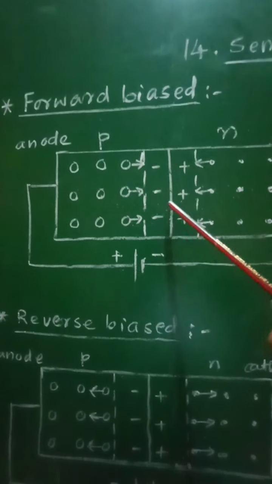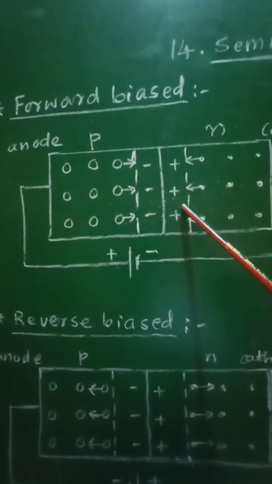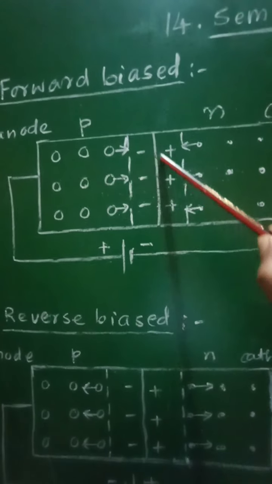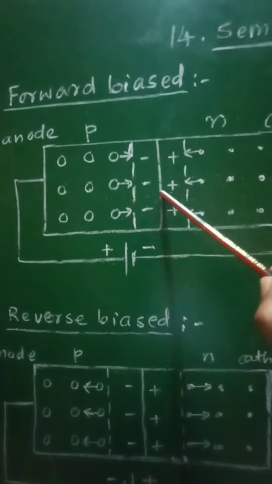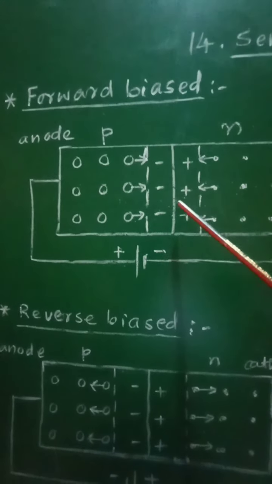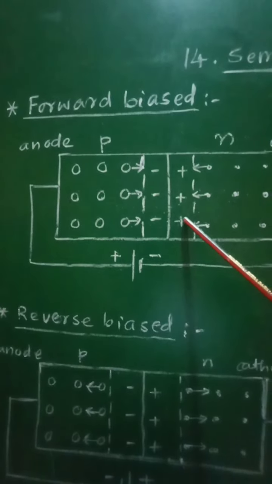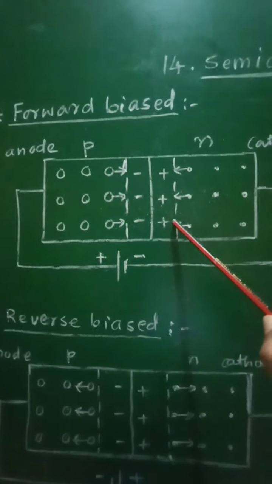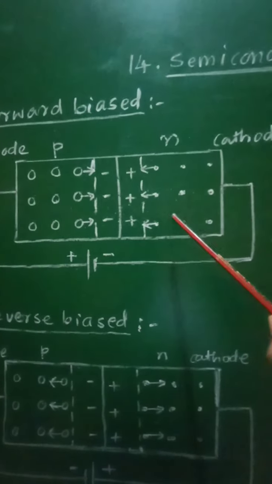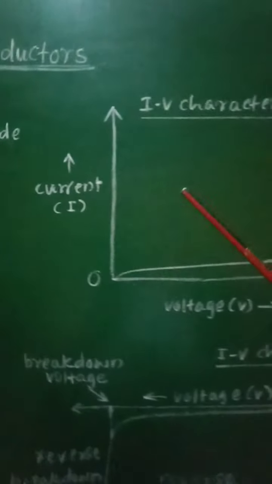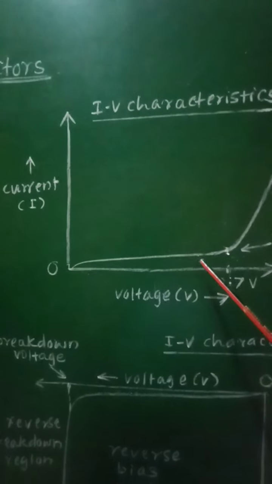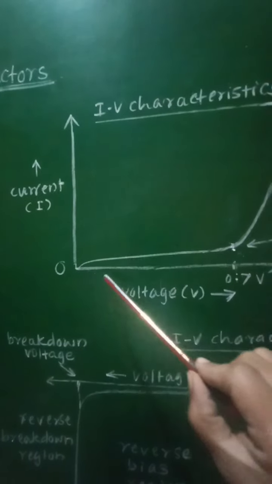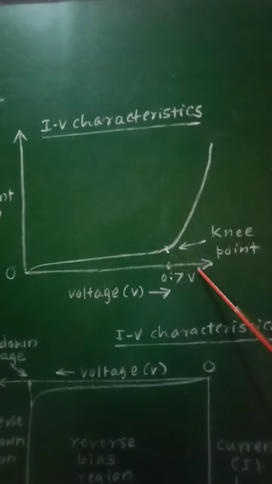So when this diode is connected in forward bias mode, the charge carriers will move in the forward direction across the junction and the current is set up. That's why this is called forward bias. Now if you consider the IV characteristics of this forward biased PN junction diode, the nature of the graph is as shown. Here current is plotted along the y-axis and voltage along the x-axis.